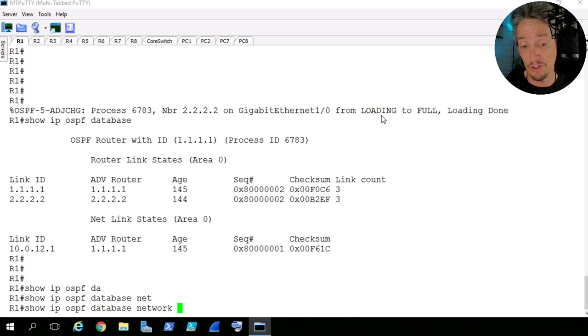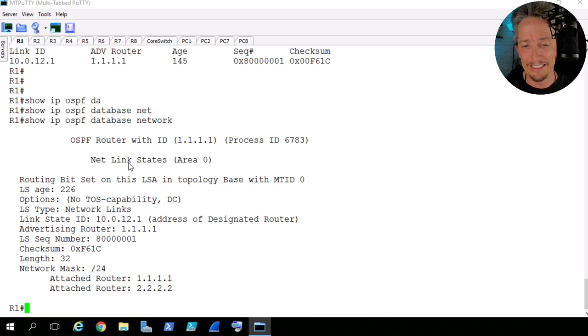That'd be a lot. So we could also tack on the link ID for the specific LSA we want to look at. In this case, it would be 10.0.12.1, but we only have one type 2 LSA, so if we press enter, that's all we're going to get anyway. I just want to share with you that you can filter that in a production environment to take a specific look and see a specific LSA without having 200 pages scroll by.